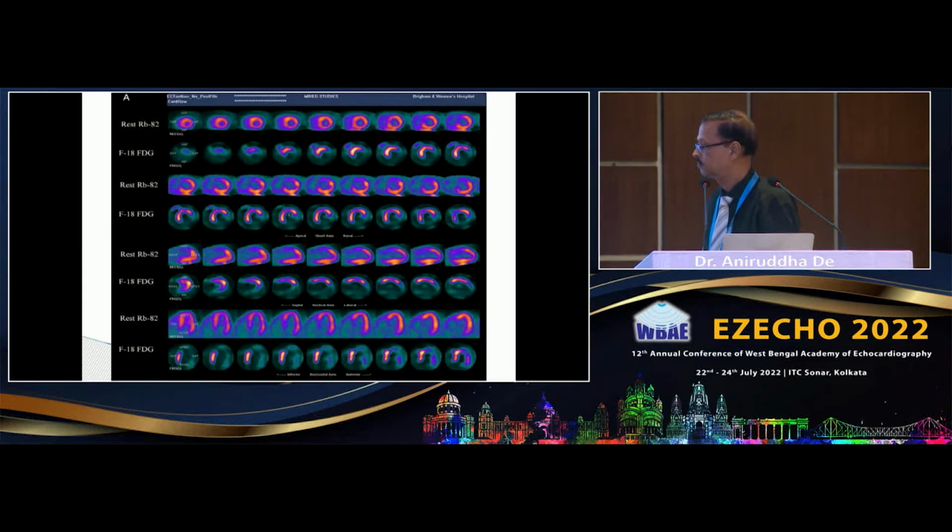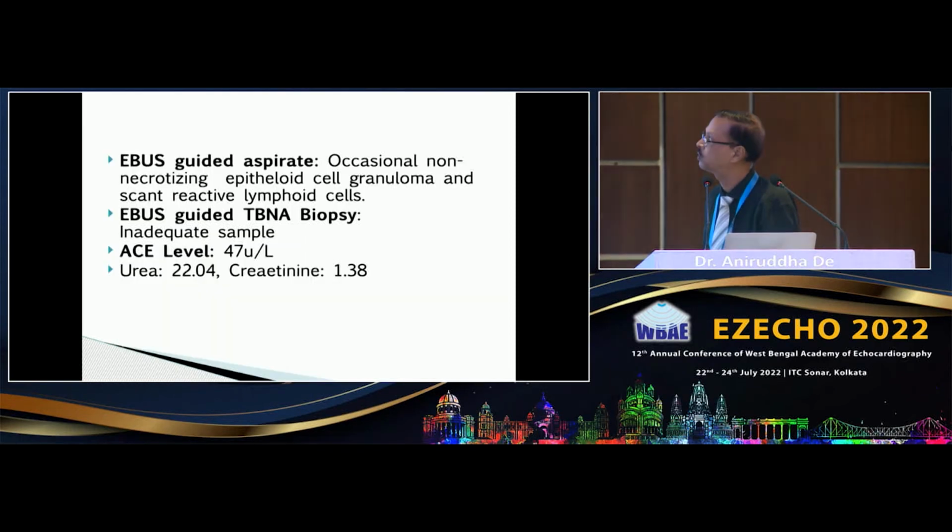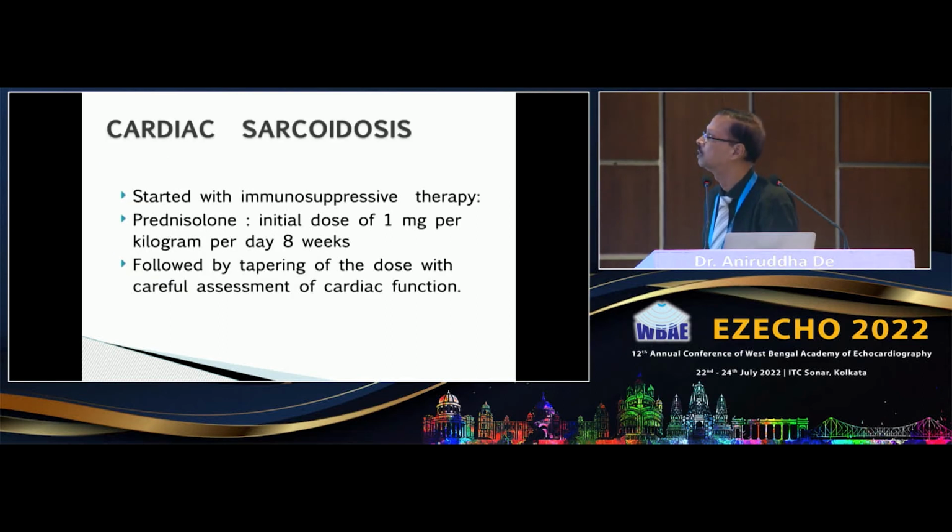Yes, there is no myocardial suppression done. You should not have such an intense FDG uptake in the myocardium. This is FDG, there was inflammation, and this patient was put on EBUS guided aspirate. The TB biopsy was inadequate sampling, but the EBUS guided aspirate showed the same thing. This patient was started on immunosuppressive therapy with prednisone in such and such dose, with a follow-up tapering dose and careful cardiac assessment, and the patient is doing very well.